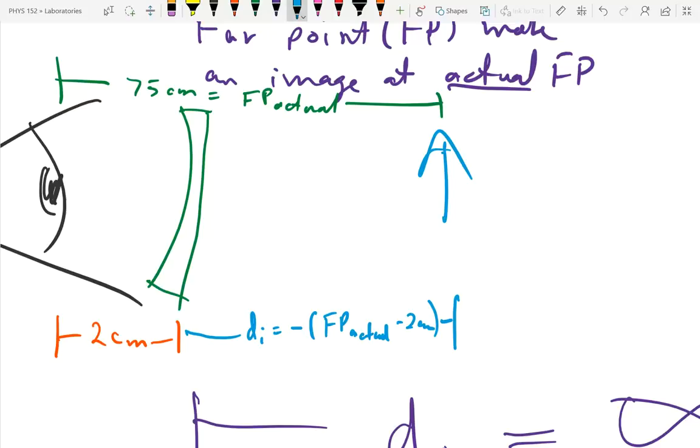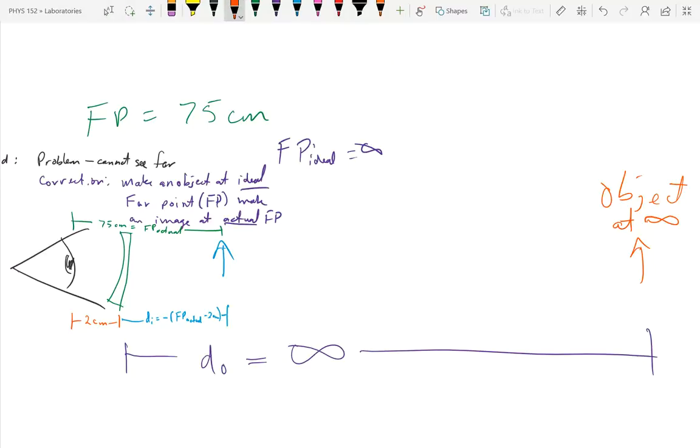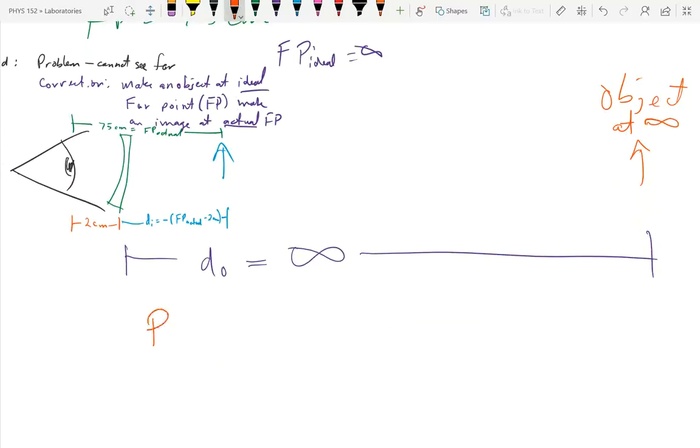The absolute value is exactly what Angelina said. It's the far point minus the 2 centimeters because the lens is 2 centimeters away from the eyeball. But you got to make sure you put it in as a negative value. Now we have everything we need to determine the power of the corrective lens. So how do we do this? We just use the thin lens equation. The power of the lens is 1 over the focal length, equal to 1 over the distance object plus 1 over the distance image.